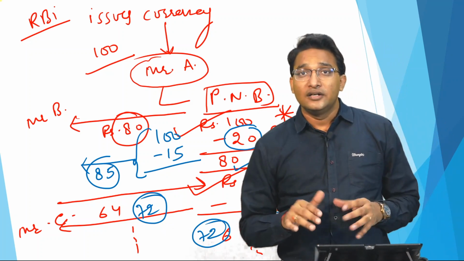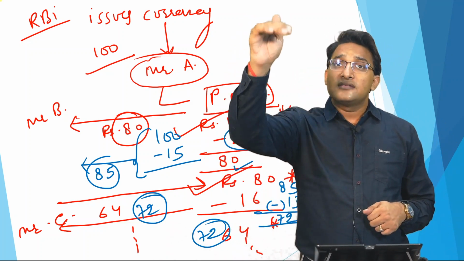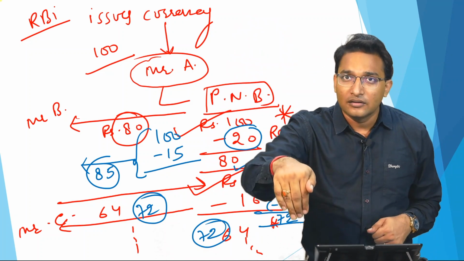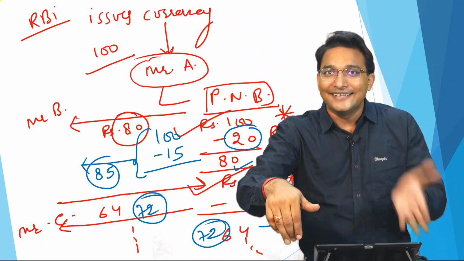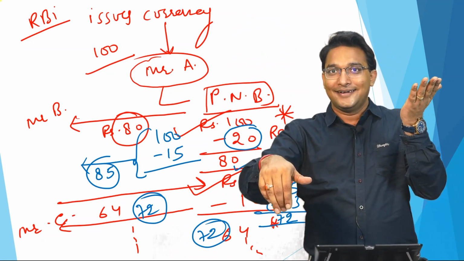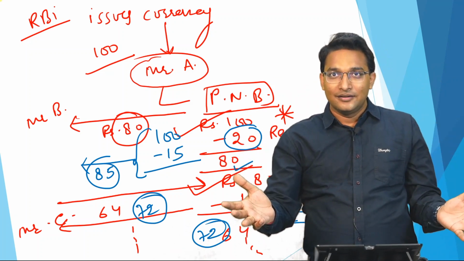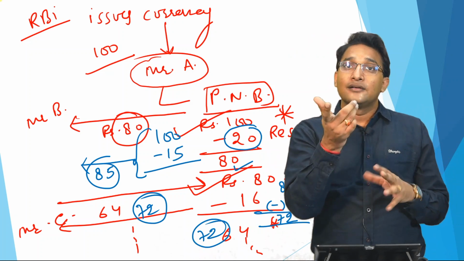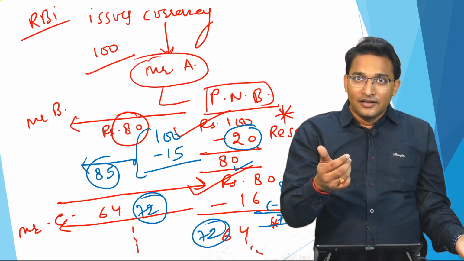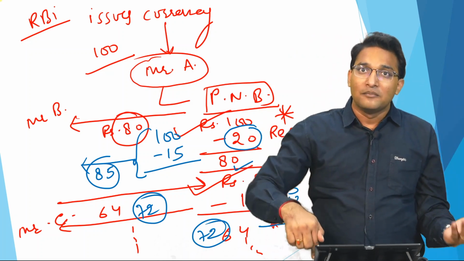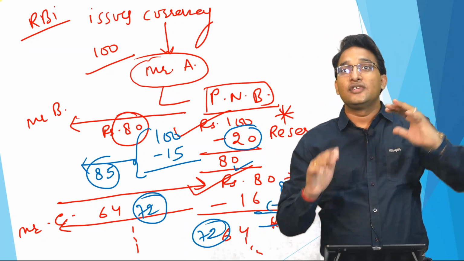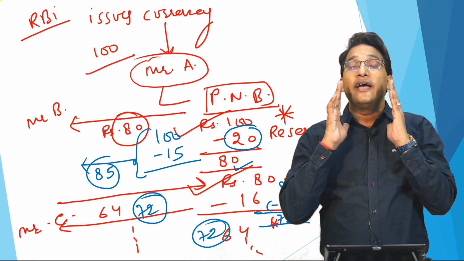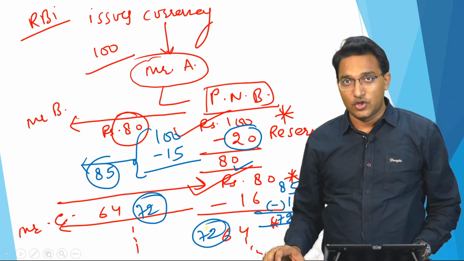So can you see that when the reserve amount is reducing, the money multiplier is increasing, and vice versa. So if the reserve is increasing, the money multiplier is decreasing. If the reserve is decreasing, the money multiplier is increasing. So there is an inverse relationship between the two.